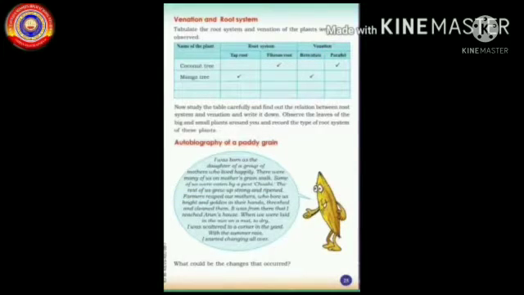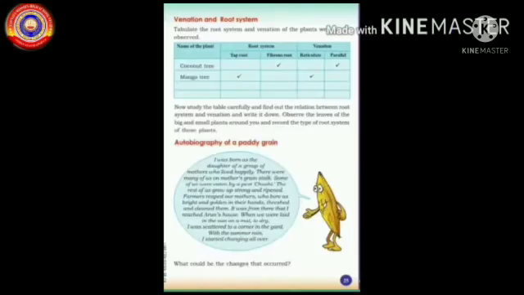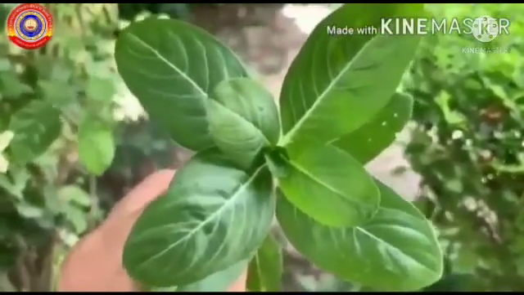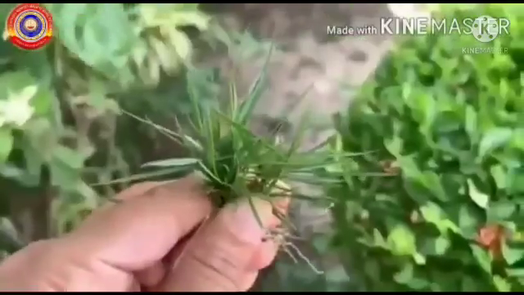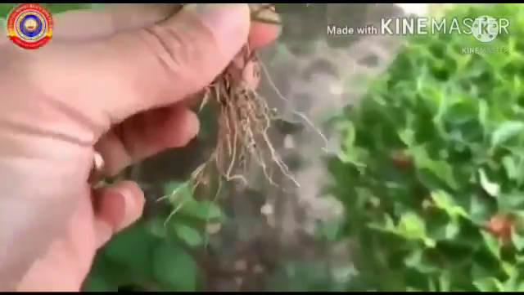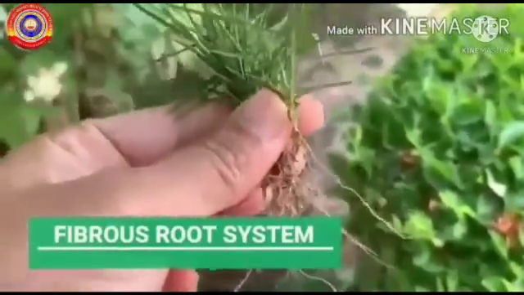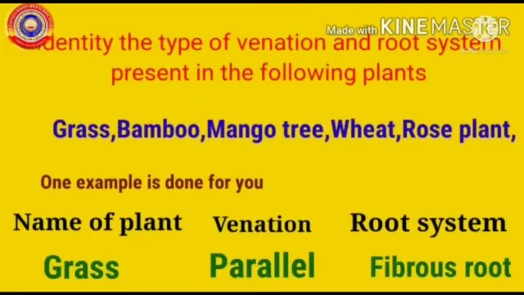Today we are going to discuss the relation between root system and venation first. The plant showing reticulate venation will always have a taproot system. And the plants showing parallel venation will always have a fibrous root system. So, that is the relation between root system and venation in leaves.